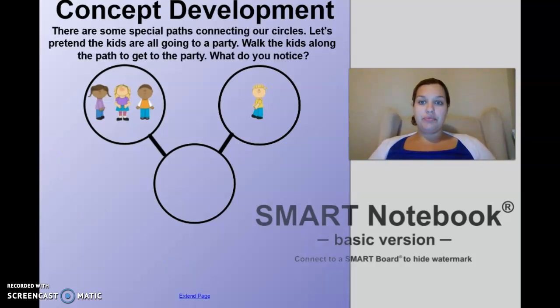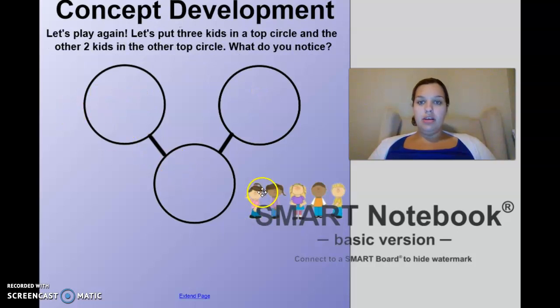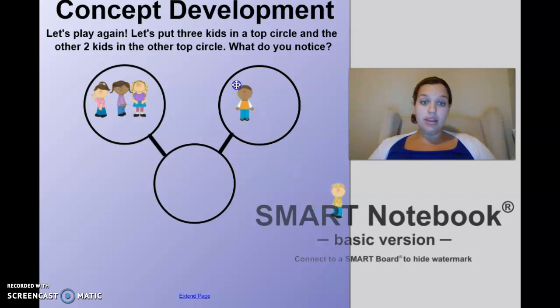Let's do a few more. We are going to put 3 children on the top circle, and the 2 children on the other circle. So here's my 2 parts. I want you to figure out what my whole is going to be. So when these students go walking on the path, how many are going to be down here when we add them all together? Go ahead, pause me, and then unpause me when you're ready.